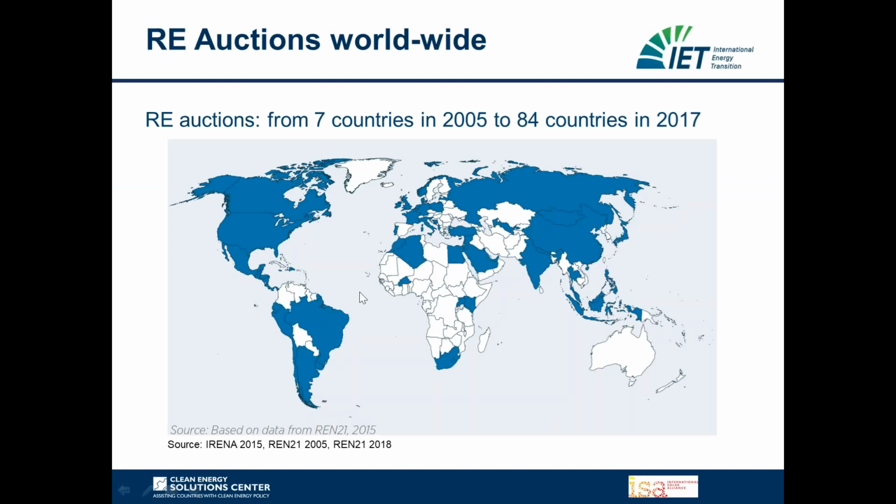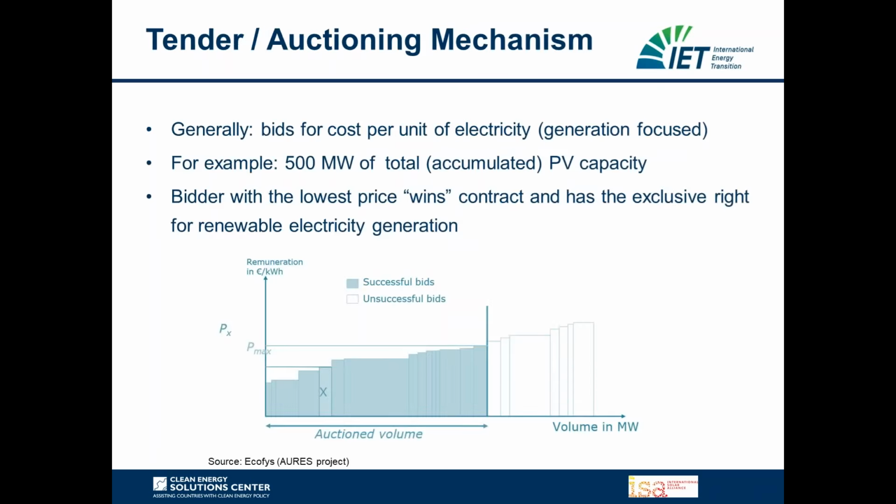Tenders or competitive procurements are alternative mechanisms which are frequently used. So don't get confused if it isn't called auctions, but tender, as already mentioned before. Here you see a map of the countries that are using or that have used auctions in the years, and it has increased from only 7 countries in 2005 to now 84 countries just 10 years later. So a very rapid increase of countries using auctions for solar PV and other renewable energy technologies.